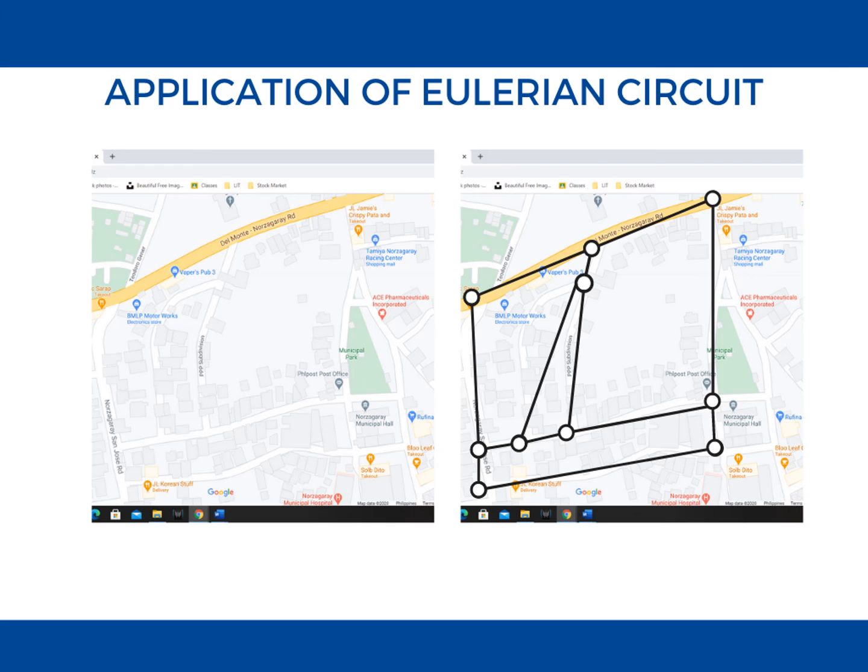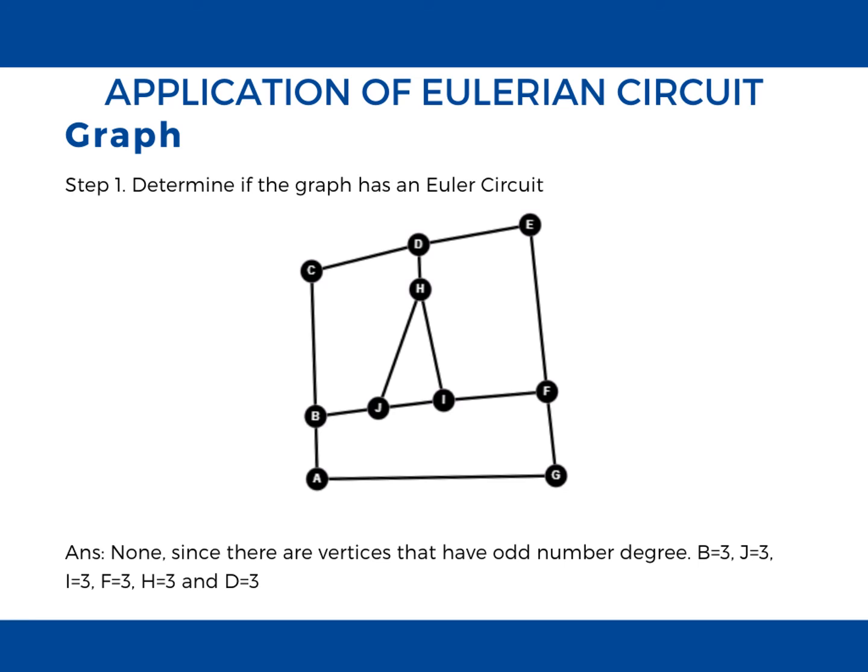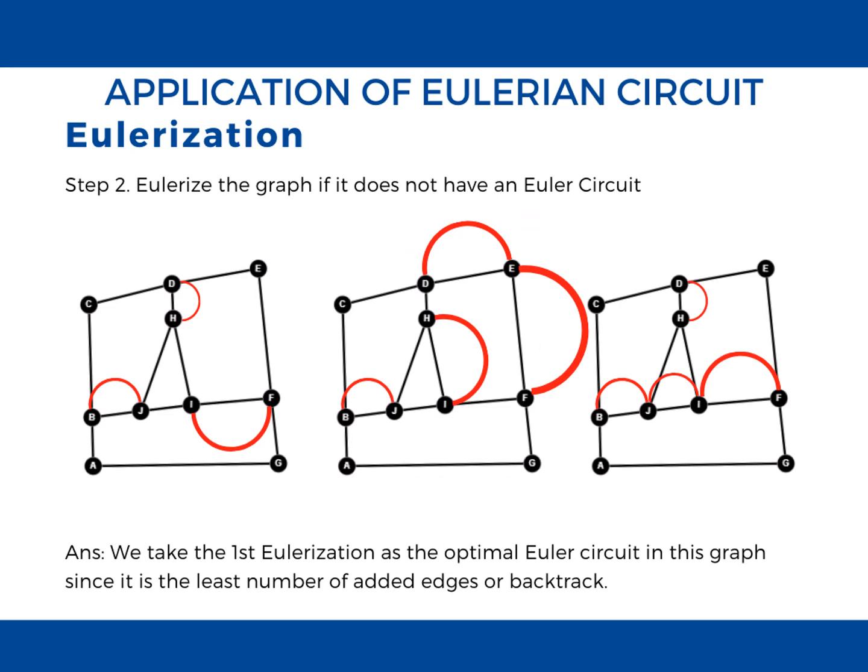We translate the map into a graph, and we get this. To find the optimal route, we first determine if the graph has an Euler circuit. Since there are vertices that have an odd degree, we conclude that it doesn't have one. Step 2. Given that it doesn't have an Euler circuit, we create one by Eulerization. Duplicating the edges of odd degree vertices, here are some possible graphs. Because we see that the first Eulerization has the least number of edges or backtrack, we take it as our optimal Euler graph.